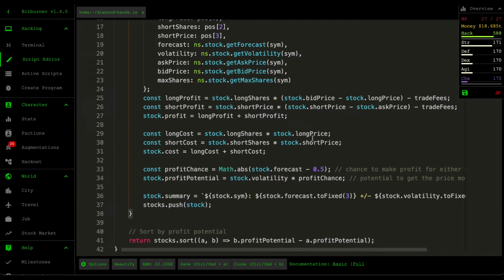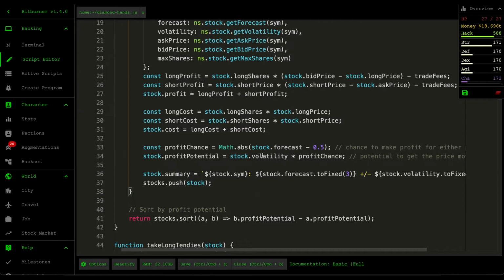Down here we calculate the cost. So basically the cost is calculated by grabbing the number of shares we have multiplied by the long price or short price. And then we add both of those together. This one's a bit of a tricky one.